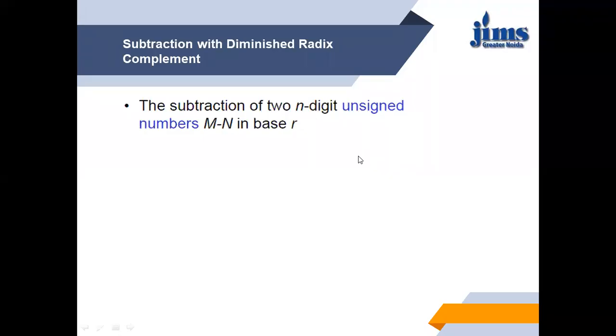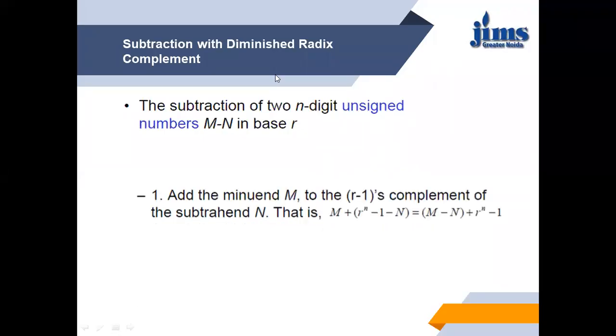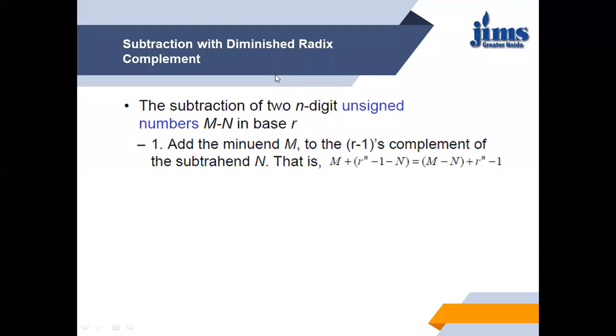So we have a given base r. We have to subtract two n-digit numbers. Again, the line is very much clear that in both m and n, the number of digits should be the same. If the number of digits is different, we add zeros to the number which has fewer digits. Now add the minuend, that is m, to the r minus 1's complement of the subtrahend.